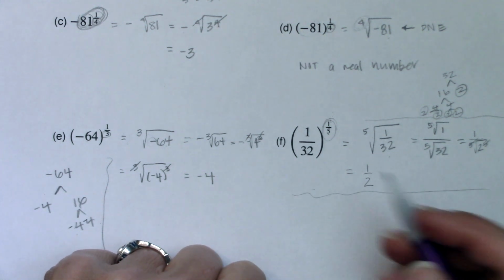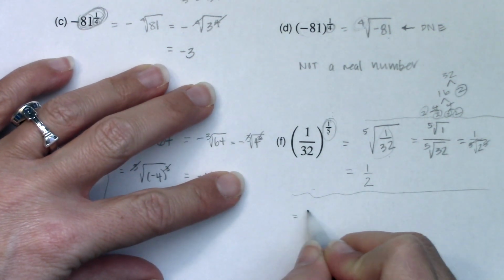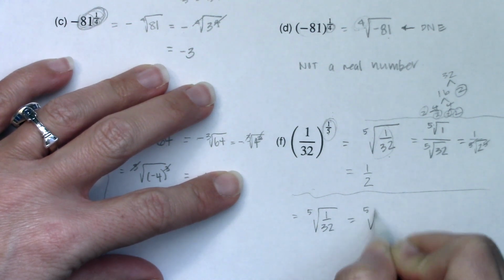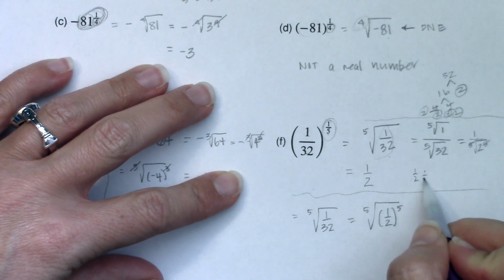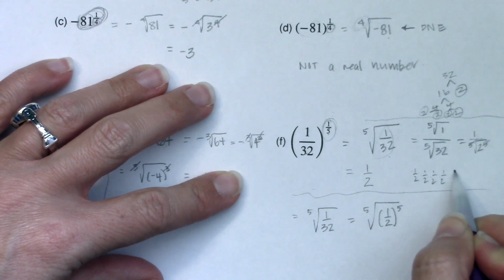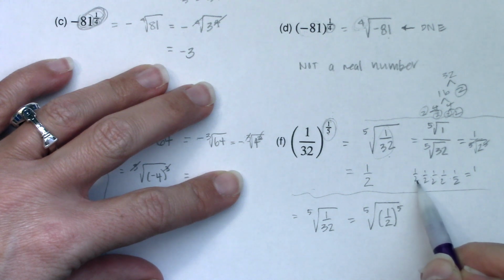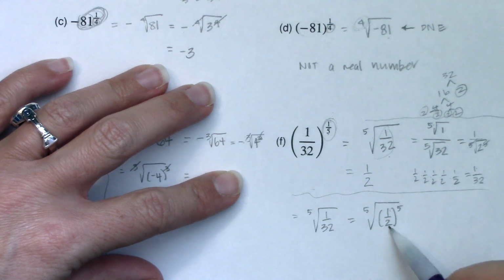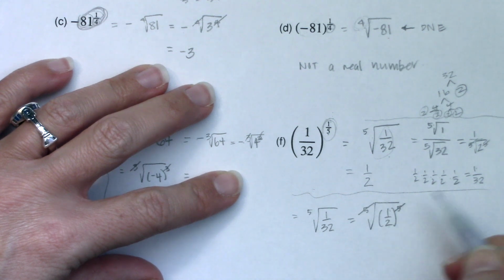And some of you might like it this way instead. You might think, I'm just going to break down 1 over 32. So you might say this is the 5th root of 1 over 32, which is like saying the 5th root of 1/2 to the 5th. Because if I took 1/2 times 1/2 times 1/2 times 1/2 times 1/2, I have 1 to the 5th on the numerator, which is 1, and 2 to the 5th, 2 times 2 times 2 times 2 times 2, is 32. So 1 over 32 is the equivalent of 1/2 to the 5th. I've got 5 as the index, 5 as the exponent. Those cancel out and leave me with 1/2.